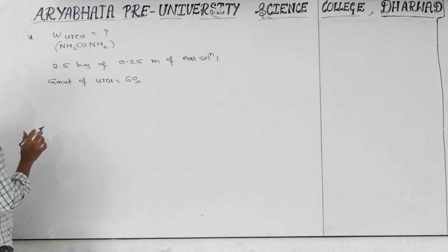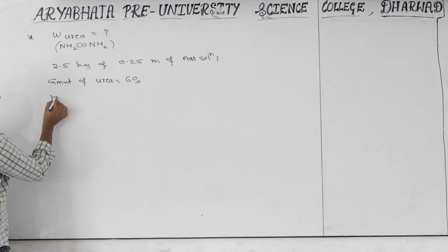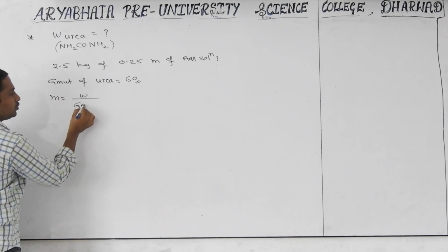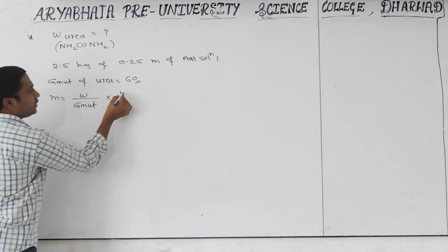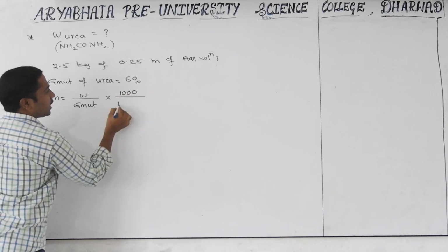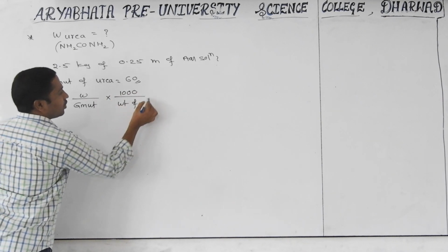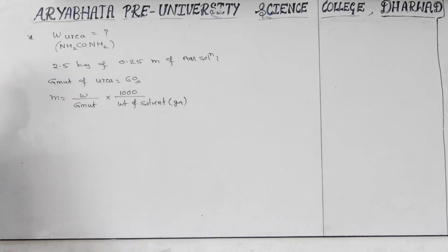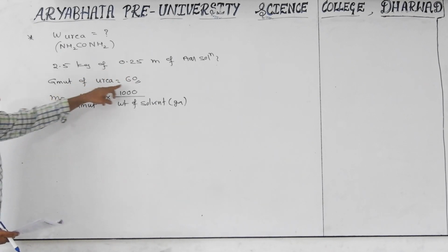Okay, let me observe very carefully. Find out the molarity formula. What is the molarity formula? Weight of the substance or solute by gram molecular weight into 1000 by what has to be considered? Weight of solvent should be taken in grams. Now, already we have molarity, and weight we have to get. And gram molecular weight already we got.